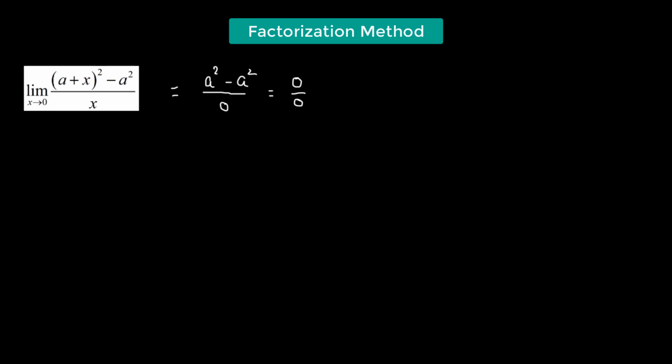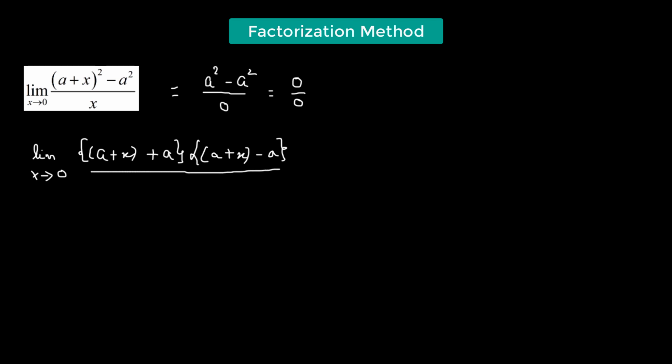Now we are going to factorize the numerator. So our numerator is in the form of an identity a squared minus b squared. So this can be expressed as the product of (a plus x plus a) multiplied by (a plus x minus a), divided by x. So we have limit x going to 0. So a plus x plus a is going to give us 2a plus x, multiplied by simply x. The a and a get cancelled out, divided by x.